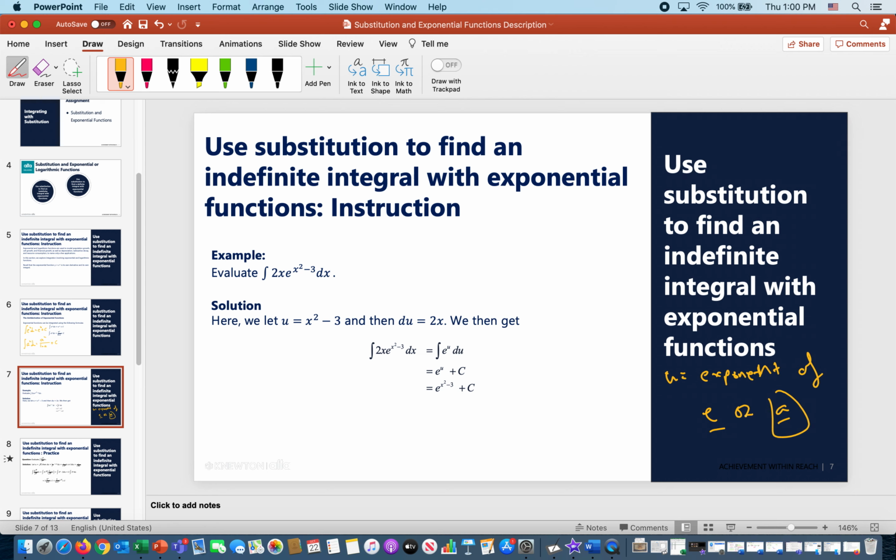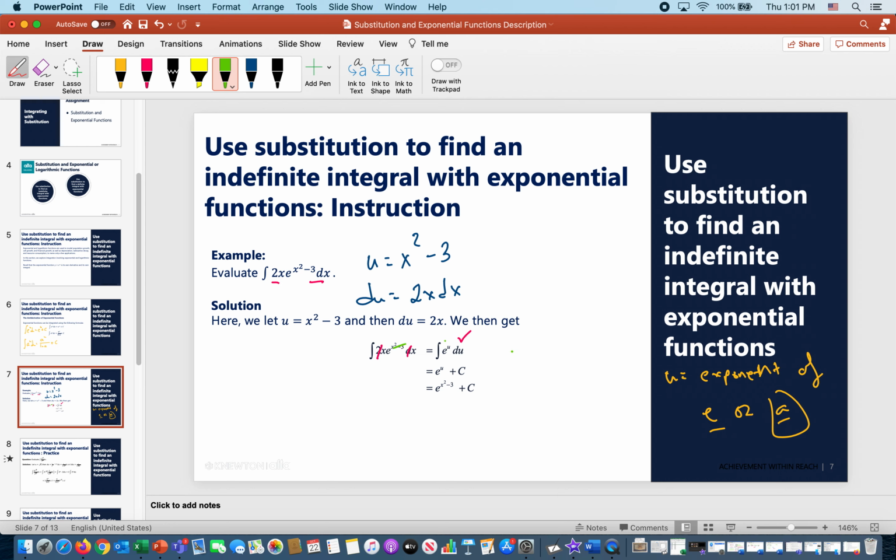So again, looking at this problem that's on the screen right now, I think it's pretty easy for you to see that the exponent for e is x squared minus 3, which makes du 2x dx. So I can easily identify there is my du, right? So I can make that appropriate replacement. I don't have 2x dx anymore. I've replaced that with du. And I don't have e to the x squared minus 3 anymore. I replace that with u.